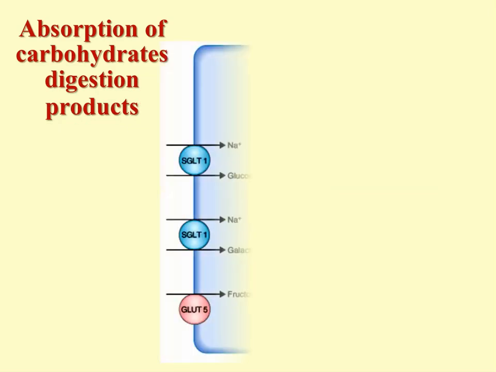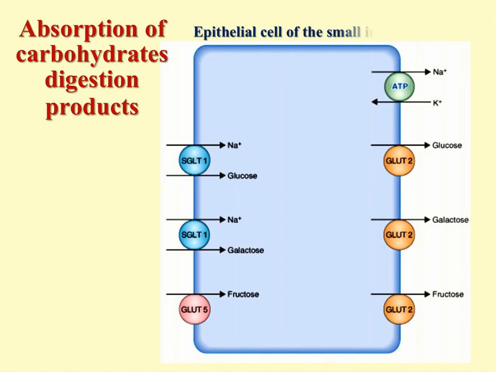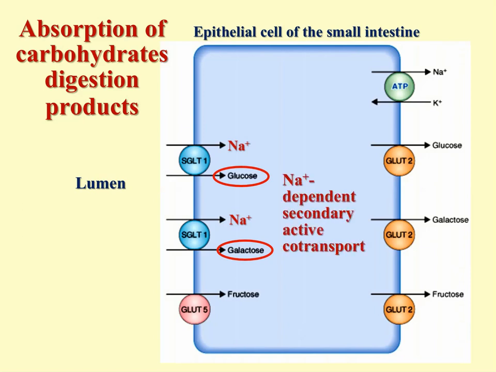Absorption of carbohydrate digestion products. Again, on the left side we have the lumen, and on the right side will be blood. Glucose and galactose, these two monosaccharides, are absorbed, again together with sodium, carried by specific glucose transporters type 1. And again, as you can see, this is a sodium-dependent secondary active transport.